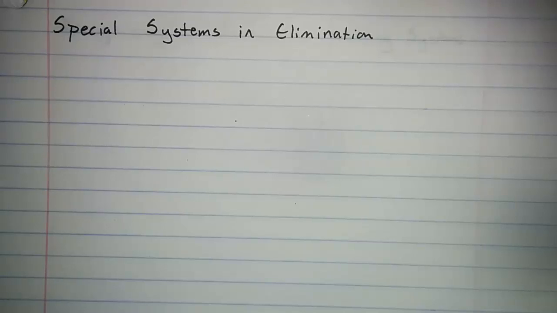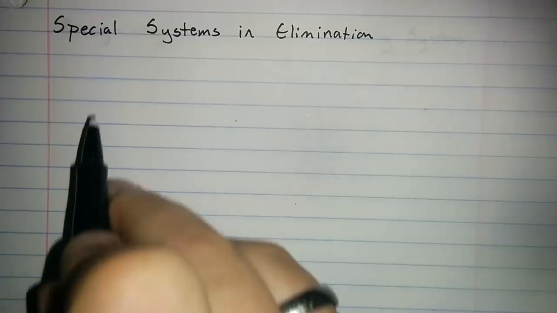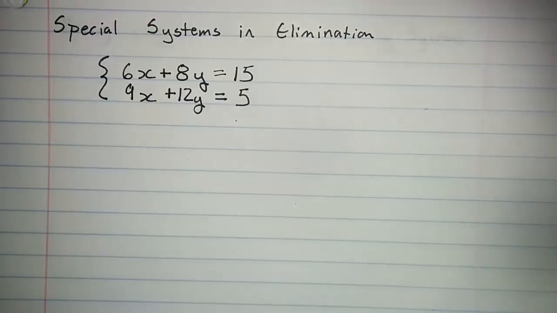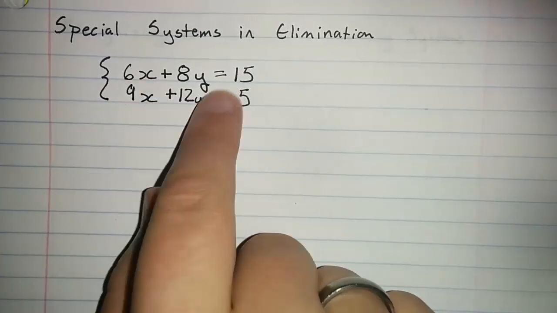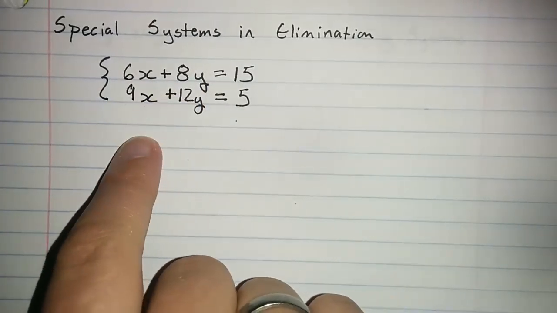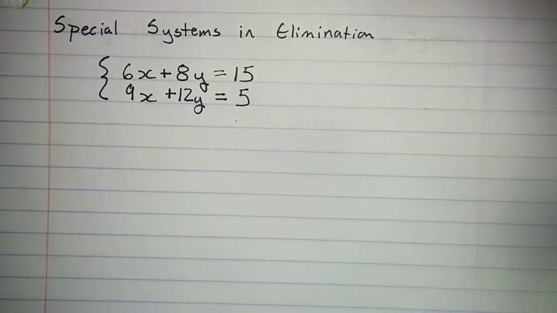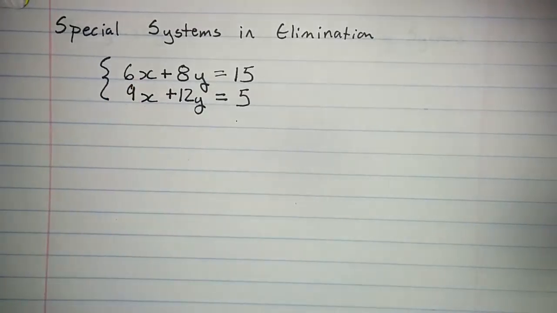Let's take a look at what happens when we try to use the elimination method to solve this system. 6x plus 8y equals 15, and 9x plus 12y equals 5. Now, maybe you notice some nice commonality between these coefficients, and maybe you don't. Let's suppose for a moment that we don't notice anything nice, and we just decide off the top of our head to eliminate x.